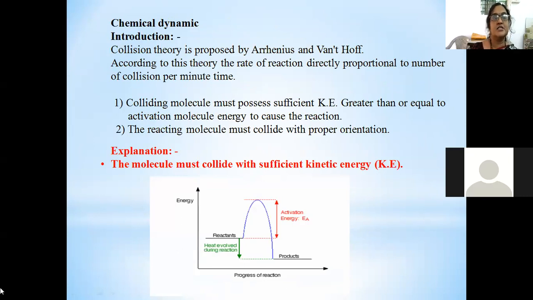Now, next is the collision theory. The collision theory is proposed by Arrhenius and Van't Hoff. According to this theory, the rate of reaction is directly proportional to the number of collisions per unit time. Time may be in minutes or seconds. That is, the rate of reaction is directly proportional to the number of collisions per unit time.